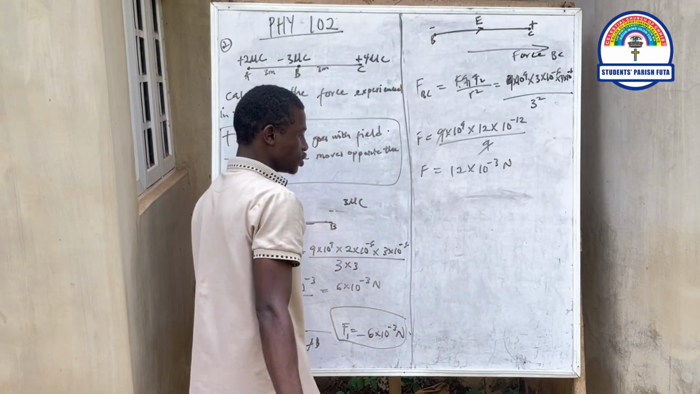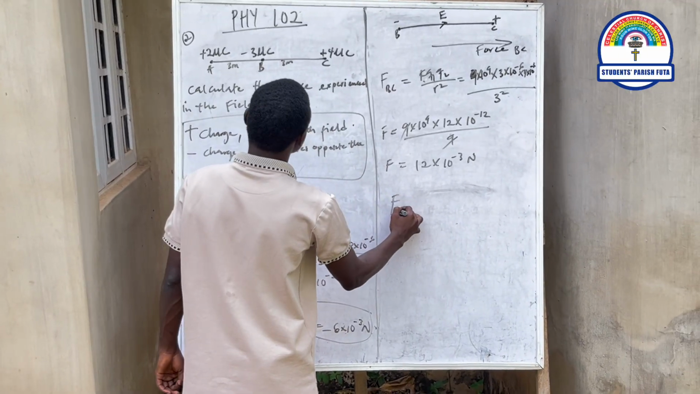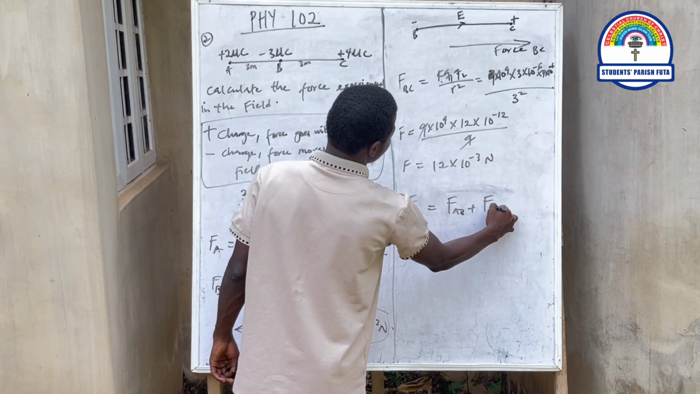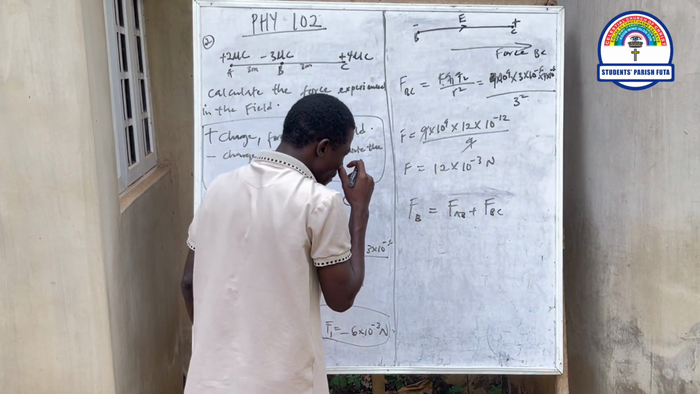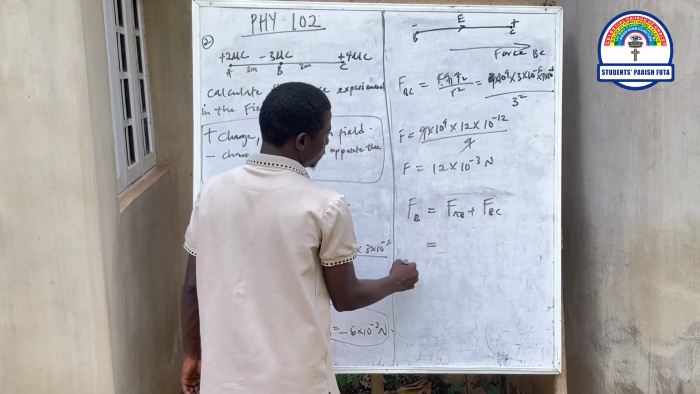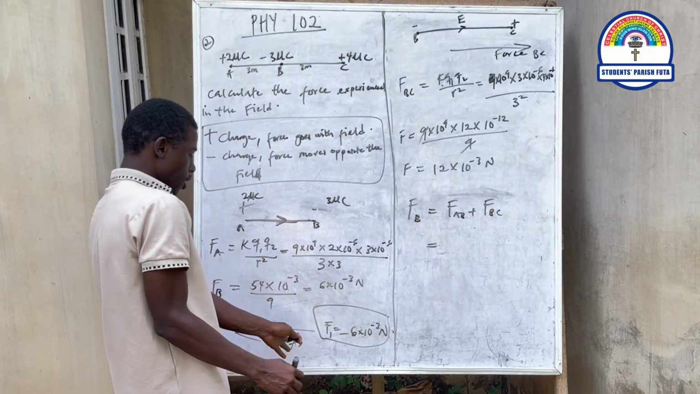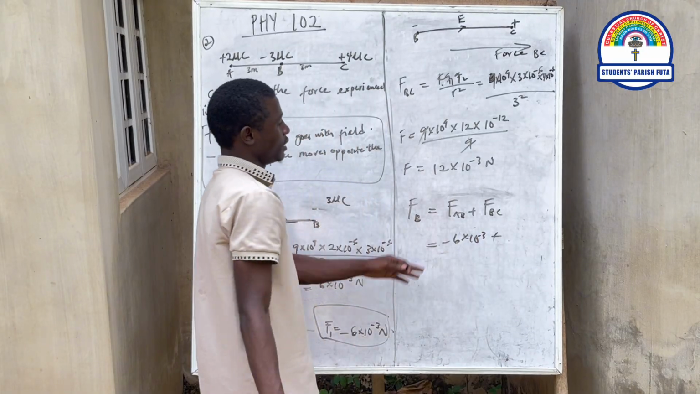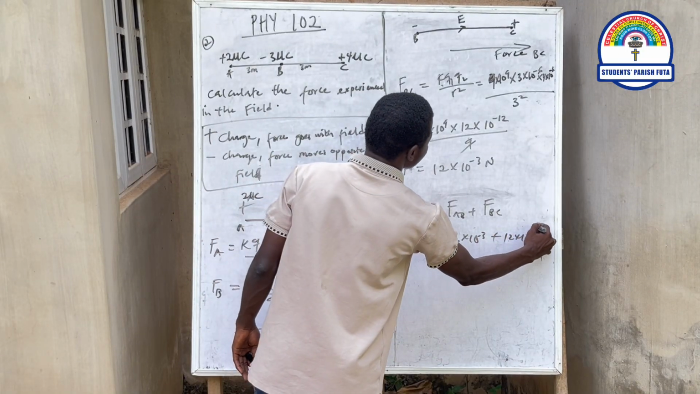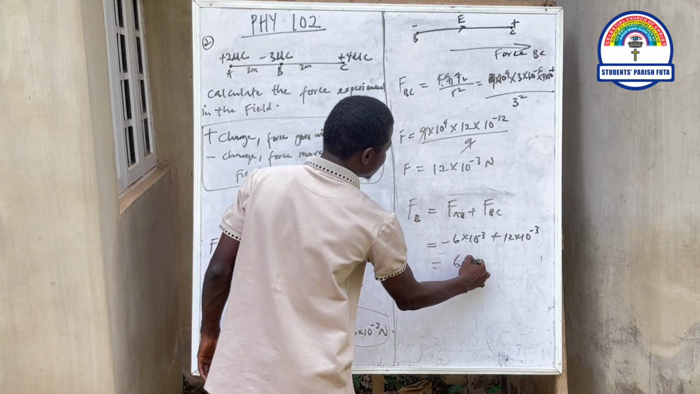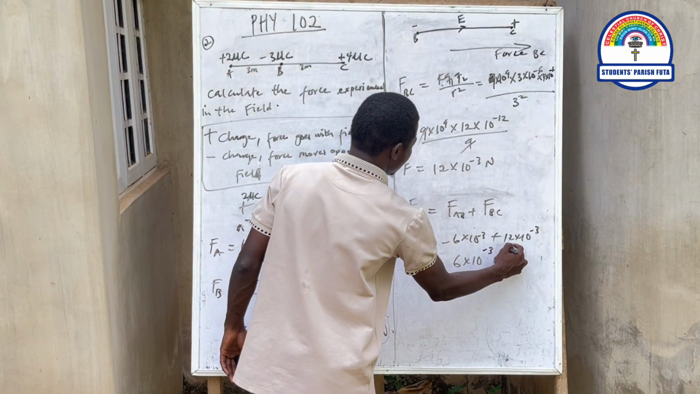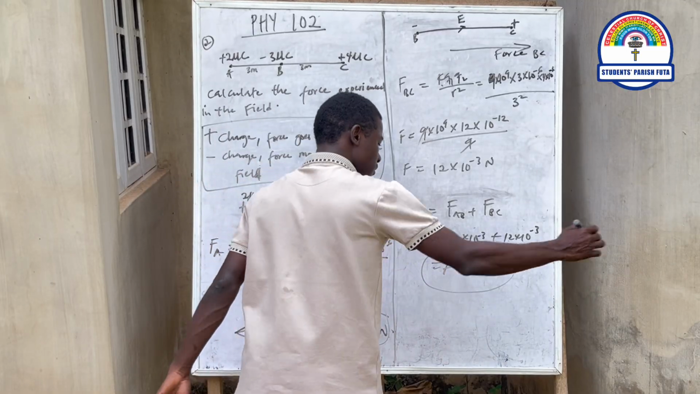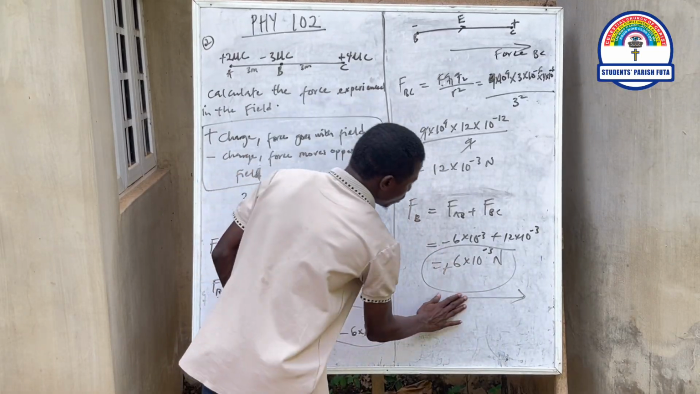So now let's look at superposition. It says we can add this together. The force experienced at B is force AB plus force BC. So that is the force experienced on B. Force AB will be negative 6 times 10 to the minus 3 plus the force BC, 12 times 10 to the minus 3. So all you have is 6 times 10 to the power minus 3 Newton. I know the direction because it is positive, it means it is to the right. Are we good to go?